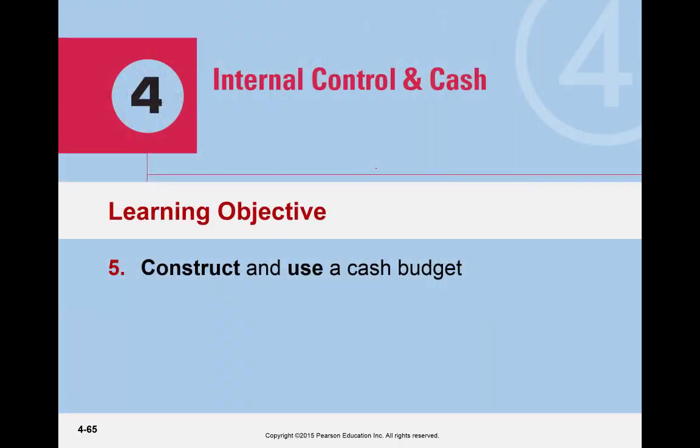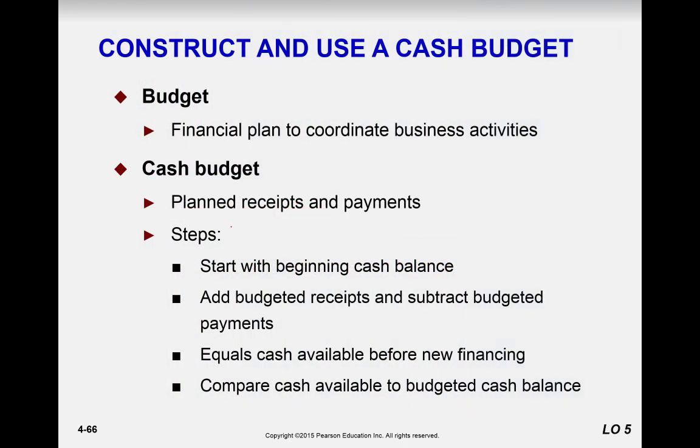So now let's move our attention to the cash budget. In this case, we have a budget, which is basically a financial plan to coordinate your business activities, similar to what you have in your home, right? You have a budget, and this is how much money you make, and this is how much your rent, utilities, and other expenses are. So you know how much you can spend for other items.